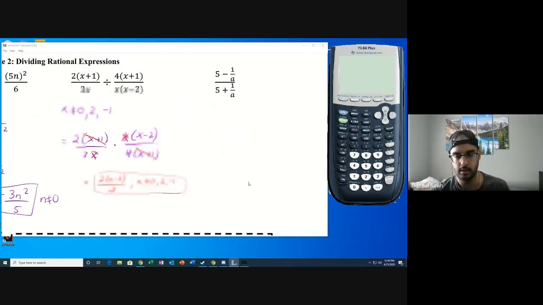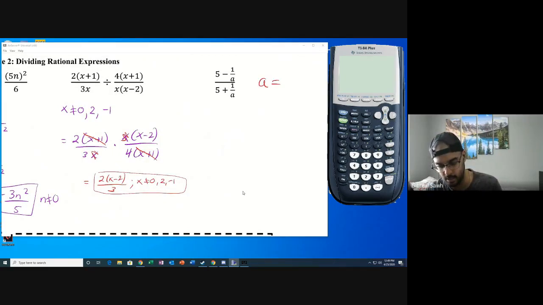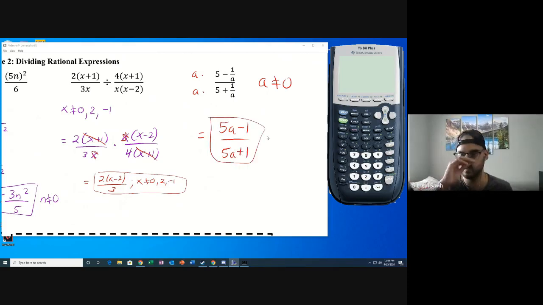Last one then, not really a whole lot you can do here. As long as a is not 0, we're going to be okay. So what we could really do is just multiply both the top and the bottom by a to make this look a little bit nicer. So distribute that to both terms in the numerator and the denominator. So that's going to leave you with 5a minus 1 and 5a plus 1. Okay, at that point, there really is nothing else you can do. We can leave it just like that.